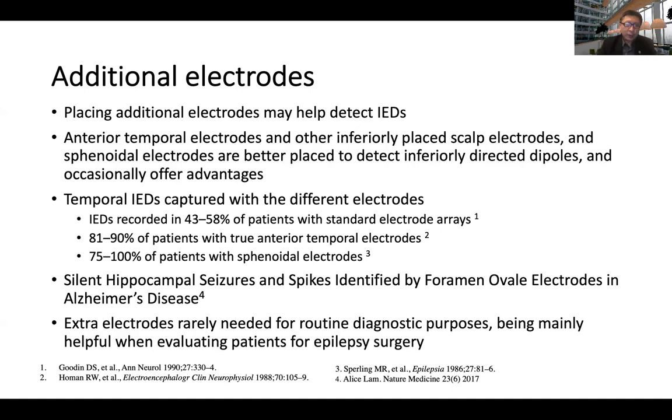Even silent hippocampal seizures and spikes, which have been found more commonly in Alzheimer's dementia, can be identified by using a special electrode, the foramen ovale electrode. Extra electrodes are rarely needed for routine diagnostic purposes, being mainly helpful when evaluating patients for epilepsy surgery, but some cases might need special electrodes. For example, in a patient with Alzheimer's dementia, sometimes you need to put in more special electrodes to detect IED coming from the mesial part of the temporal area.